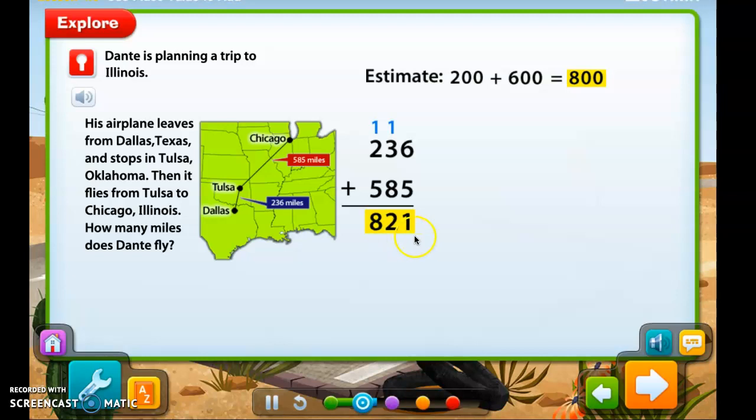Now let's see if the sum is reasonable. Our estimate was 800. So is 821 about 800? Does it round down to 800? Yes. That means 821 is a reasonable answer. So, on his trip, Dante flies 821 miles.